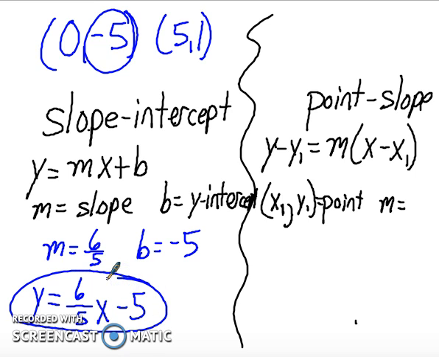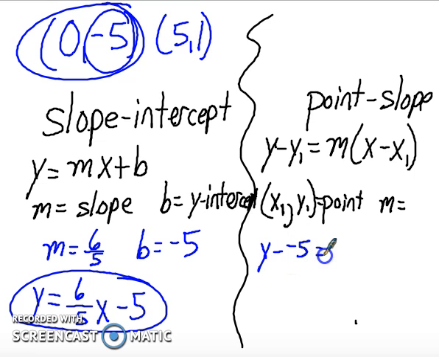Now for point-slope formula, we would pick one of these 2 points. Pick the easiest of them. I would pick this one. This is a much easier point. So we'd write it as y minus the y from our first point, -5, equals our m. We already found our slope. That was 6/5 times x minus our x coordinate. Well, that was 0.